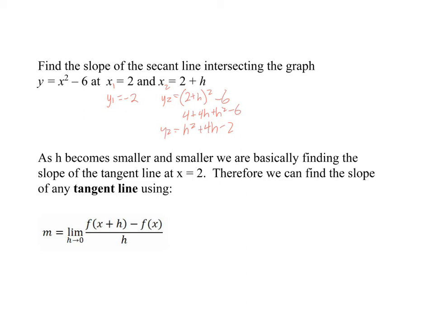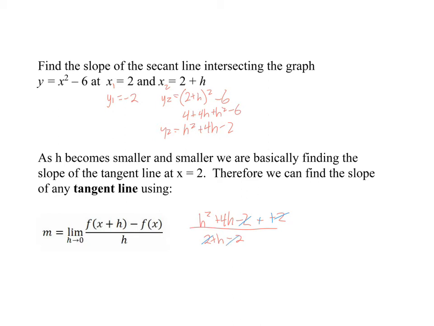So if we plug that into our formula, we'd have our h squared plus 4h minus 2 on the top for our first coordinate. y1 is negative 2, so we'd be subtracting negative 2. So you can already see that those are going to cancel, right? The negative 2's would cancel out of both parts. And then on the bottom of our fraction, we'd have just h, because our x2 was 2 plus h, and we'd subtract 2. So again, those 2's cancel once again, which makes it nice.